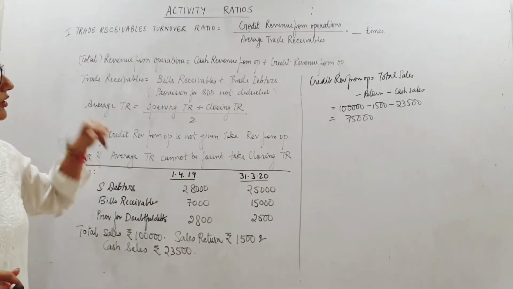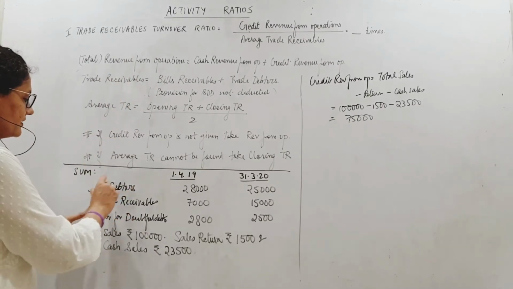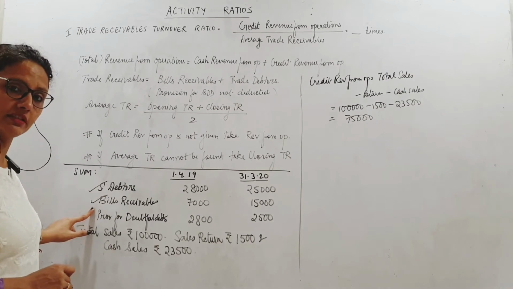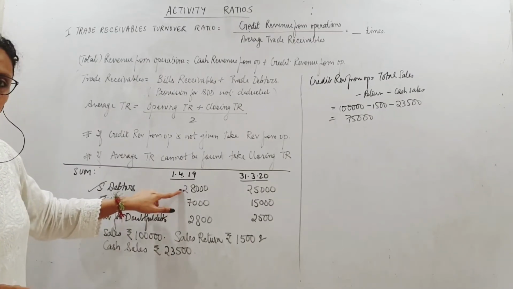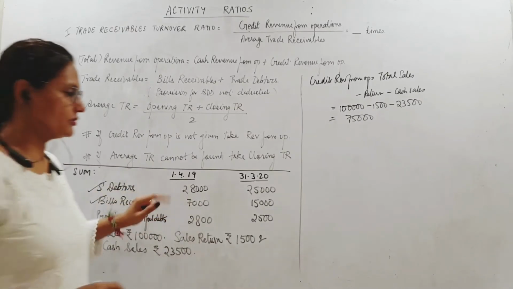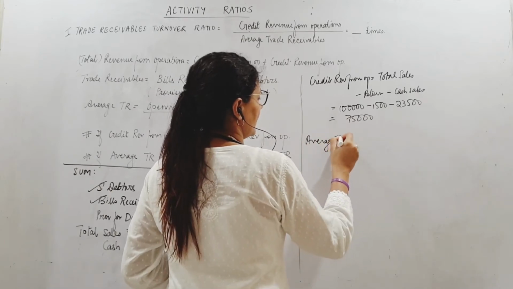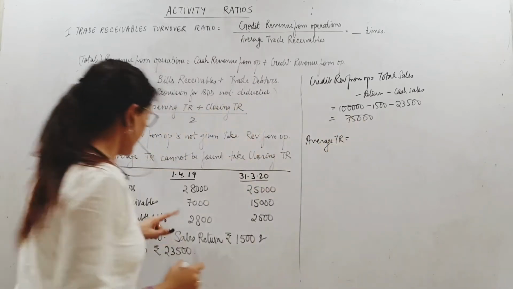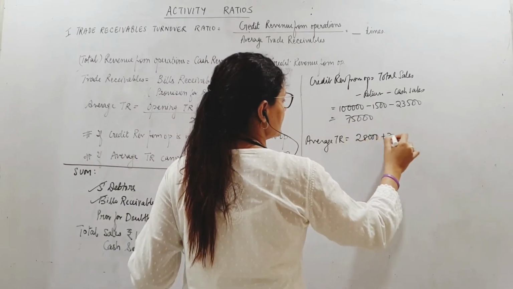Numerator I have got, denominator says average trade receivables. Trade receivables में ये दोनों आता है, sundry debtors and bill receivables, right? So what is my opening trade receivables? This plus this. Opening, both are opening figures. Debtors and bill receivables total. So let us find out average trade receivables. In that I have opening figures 28,000 plus 7,000.